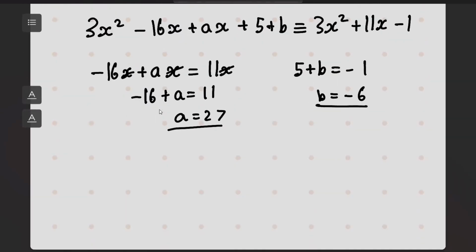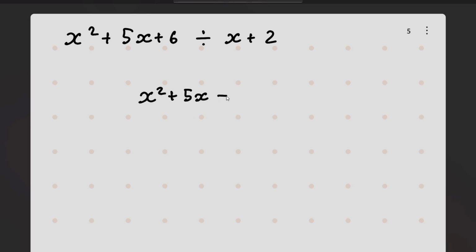Now we're going to start off with a basic example of polynomial division. We're going to be dividing x squared plus 5x plus 6 by x plus 2. I'm going to show you two ways of solving this problem. The first method: you have x squared plus 5x plus 6 divided by x plus 2. This is how we're going to start. Now we have to multiply x plus 2 by something that would cancel out x squared. So what could that be?